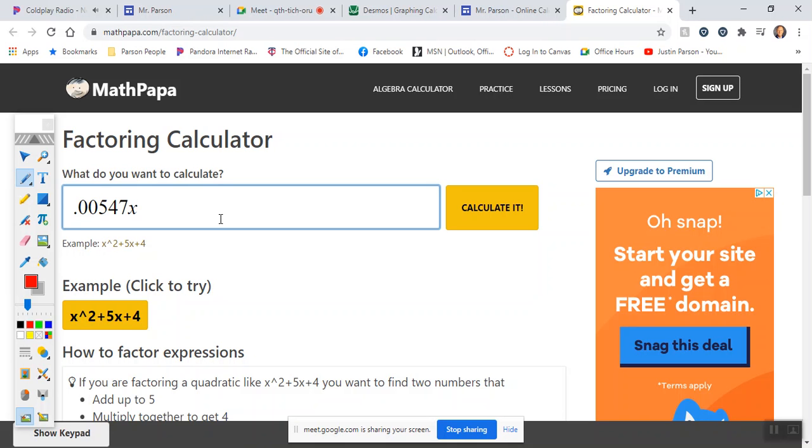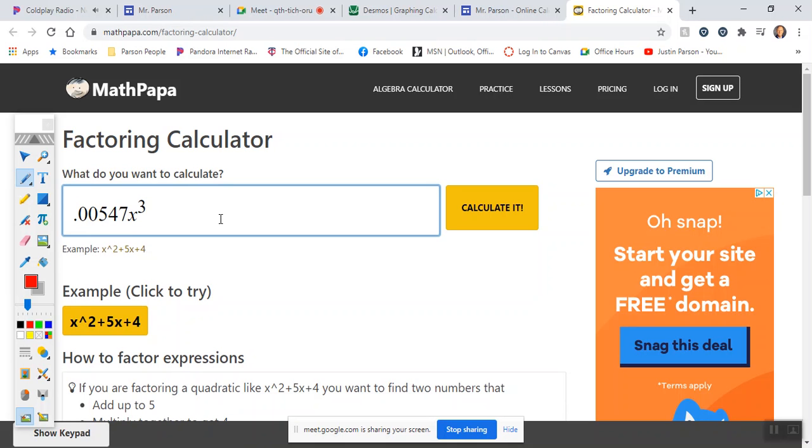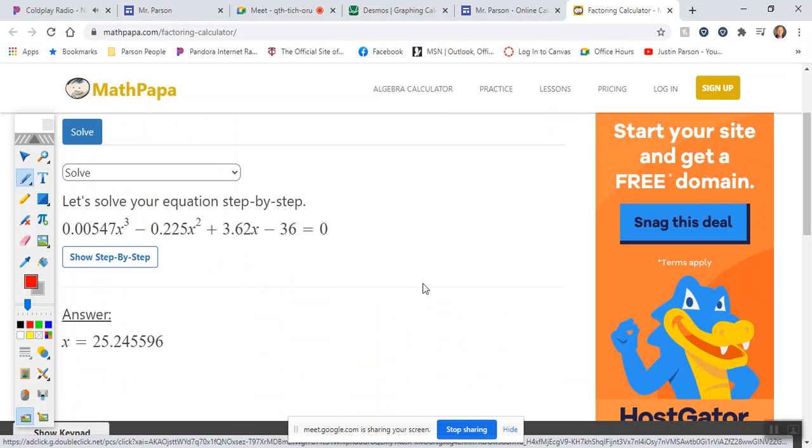1.00547x to the third, minus 0.225x squared, plus 3.62x, minus 11. And actually we changed it to minus 36 there, didn't we? Okay, so I'm going to go minus 36. Is that okay? And I'm going to set this equal to 0. It might calculate this for you, or it might say, I don't like this.